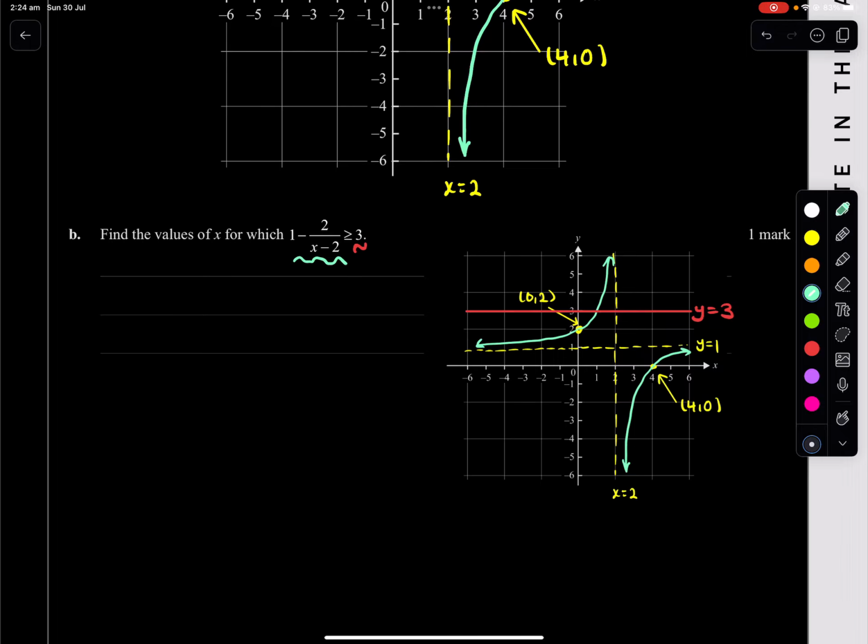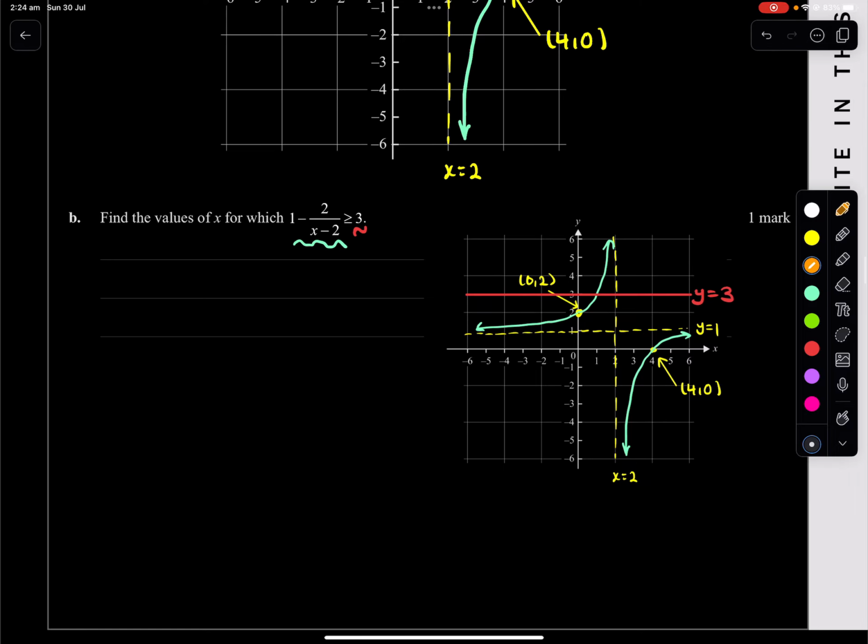So what we're saying is, what are the values of x for the blue graph to be greater than the red graph? Well, we can see that it's greater at this value over here. It's greater from this point over here to over there. To find that point, we're going to actually solve it.